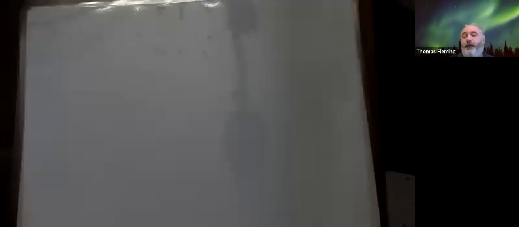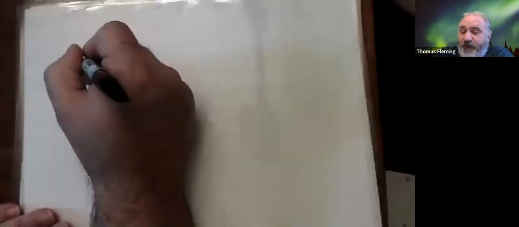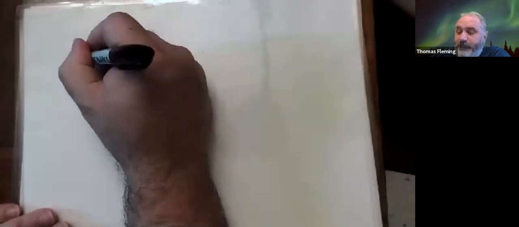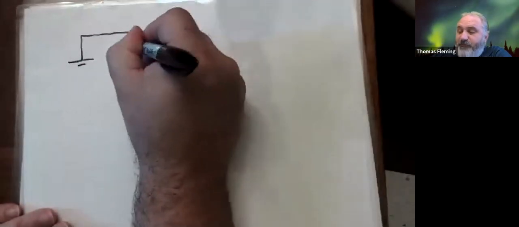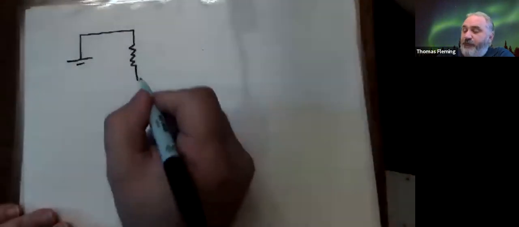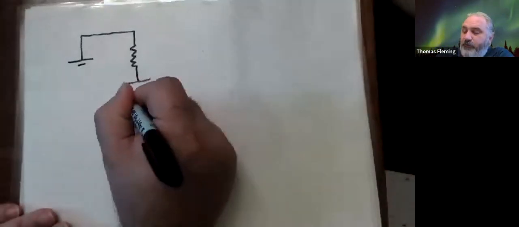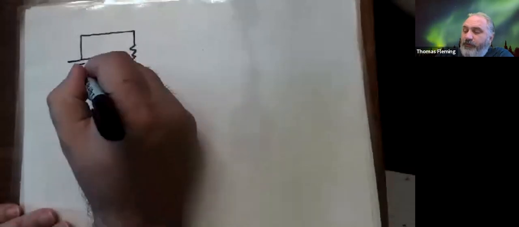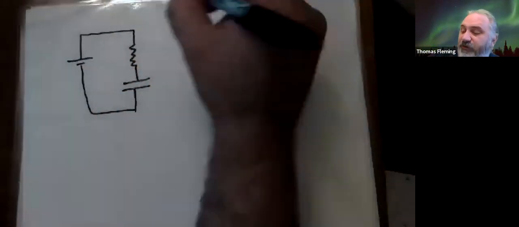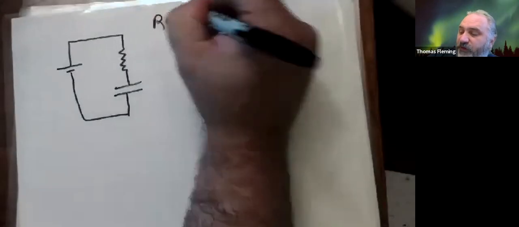So let's build the simplest circuit that I can think of that uses both resistors and capacitors. Here's a little DC battery. And then I'm going to have a resistor of some kind. And I'm going to put that resistor in series with some kind of capacitor. So this is an example of what we call an RC circuit.